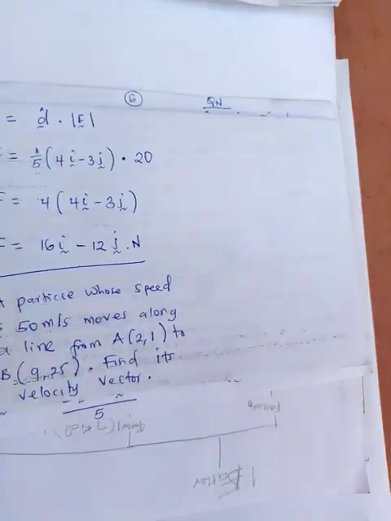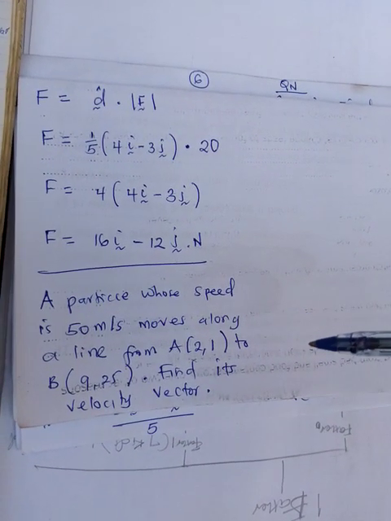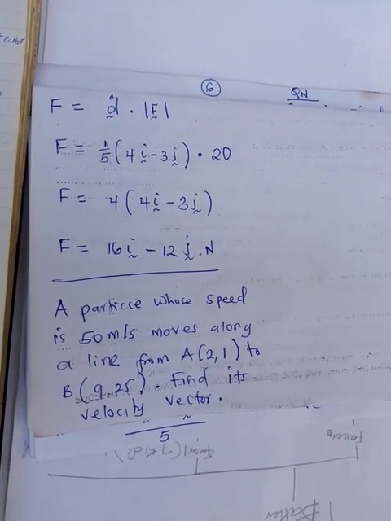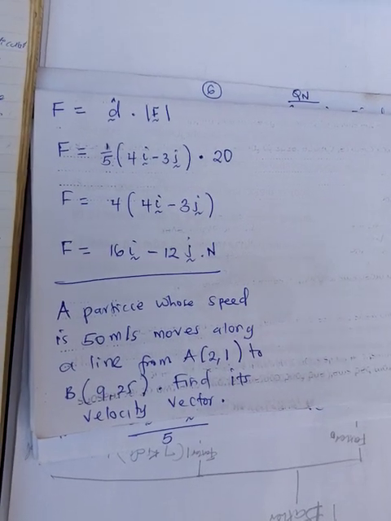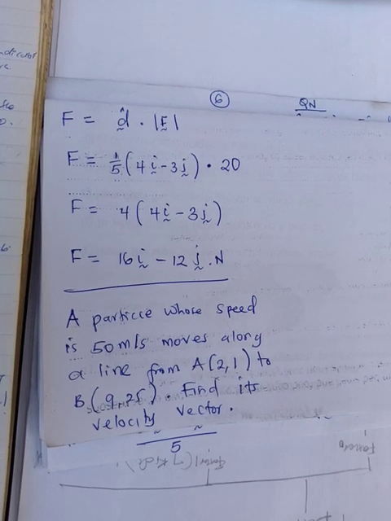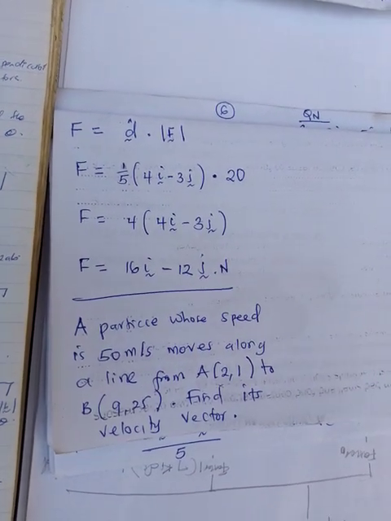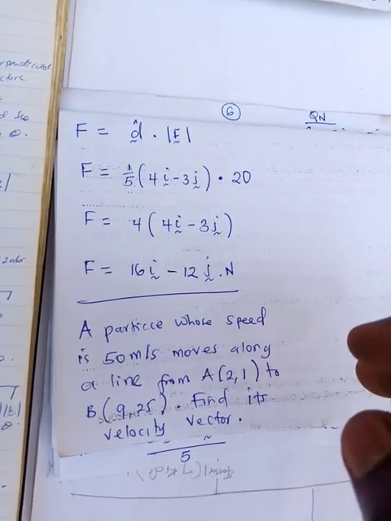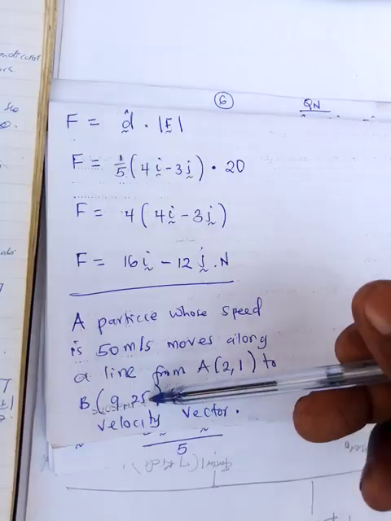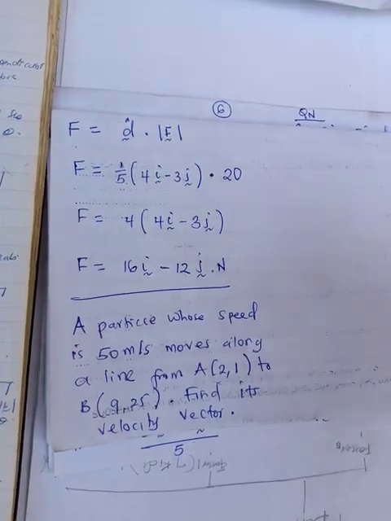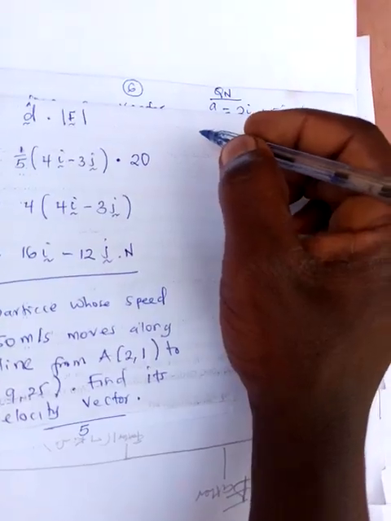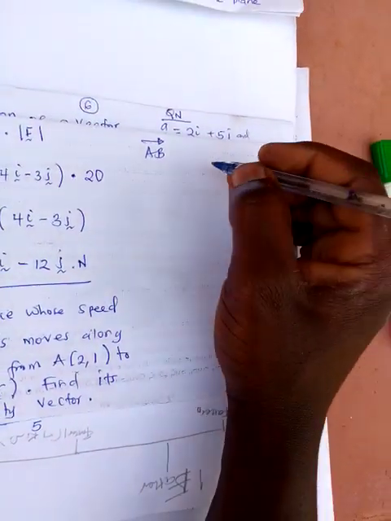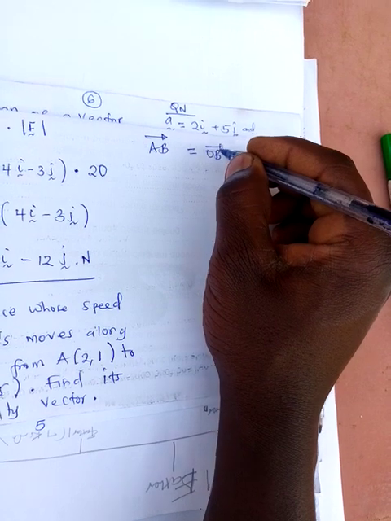So first of all, a particle whose speed is 50 meters per second. That 50 meters per second is the magnitude, the size of the speed. The size is 50 meters every second. So now that means you have to generate a unit vector from these two. So the thing is, the particle is moving from A to B. So you can represent that one as AB. You know AB is equal to OB minus OA.